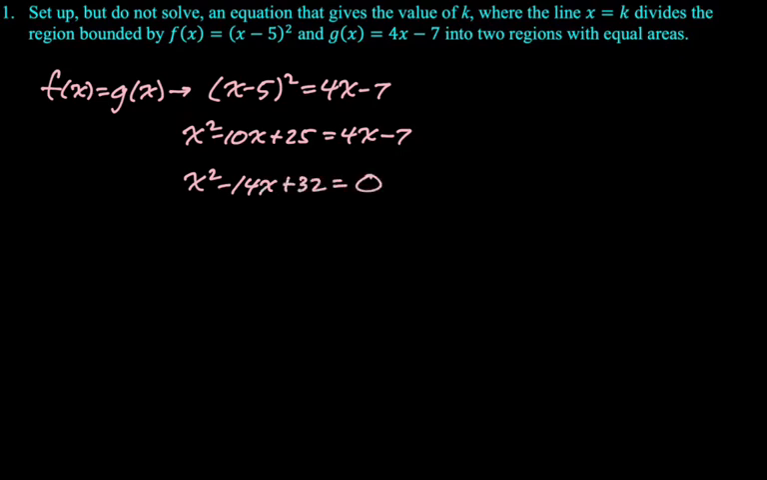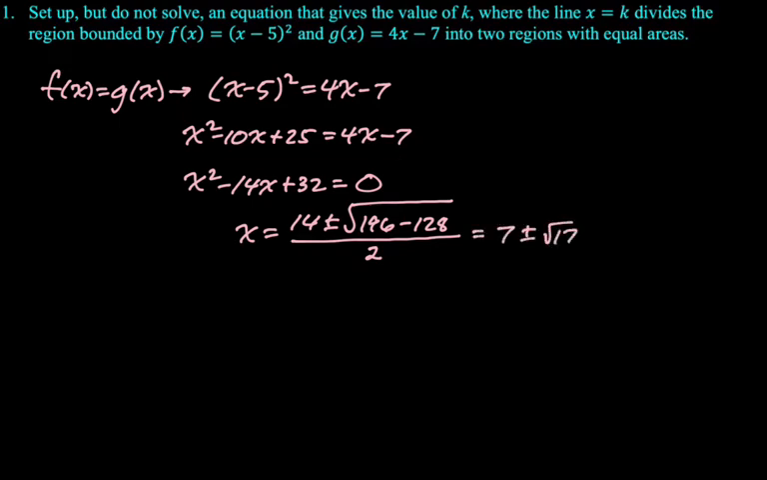I'm pretty sure this does not factor, so quadratic formula. We got opposite of b plus or minus the square root, b squared minus 4ac, so minus 128, all over 2. This simplifies to 7 plus or minus root 17. I'll leave it to you to try that. So we know the two intersection points are going to be at 7 minus root 17 and 7 plus root 17. In our picture, we have a quadratic that opens up and a linear function with a positive slope, so it looks kind of like that.